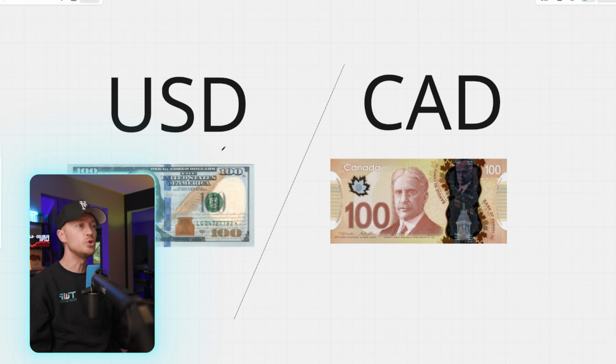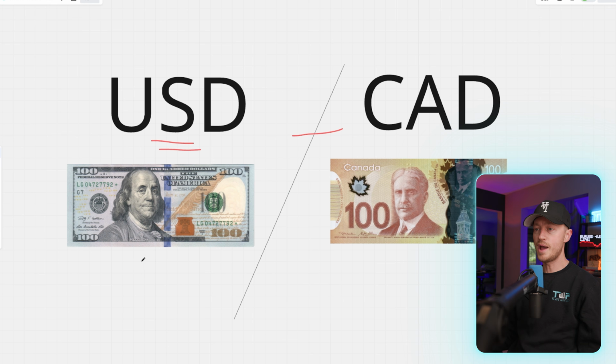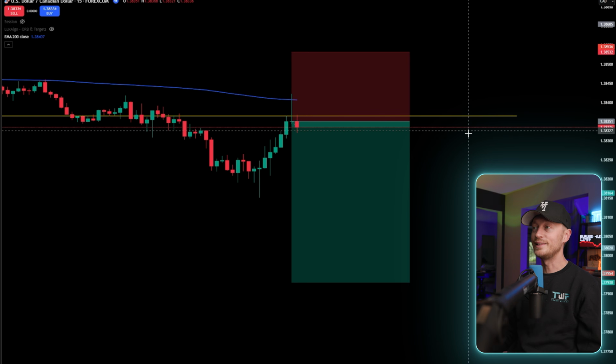But now let's say you thought the US dollar was weak that day and you thought the Canadian dollar was going to be stronger. So you have your $100 and that Canadian dollar is worth 138, but you think the Canadian dollar is going to be worth 120. That would mean you think the US dollar is getting weaker and the Canadian dollar is getting stronger. So you would want to sell the US dollar against the Canadian dollar, whereas the last time we bought. And that looks exactly like this.